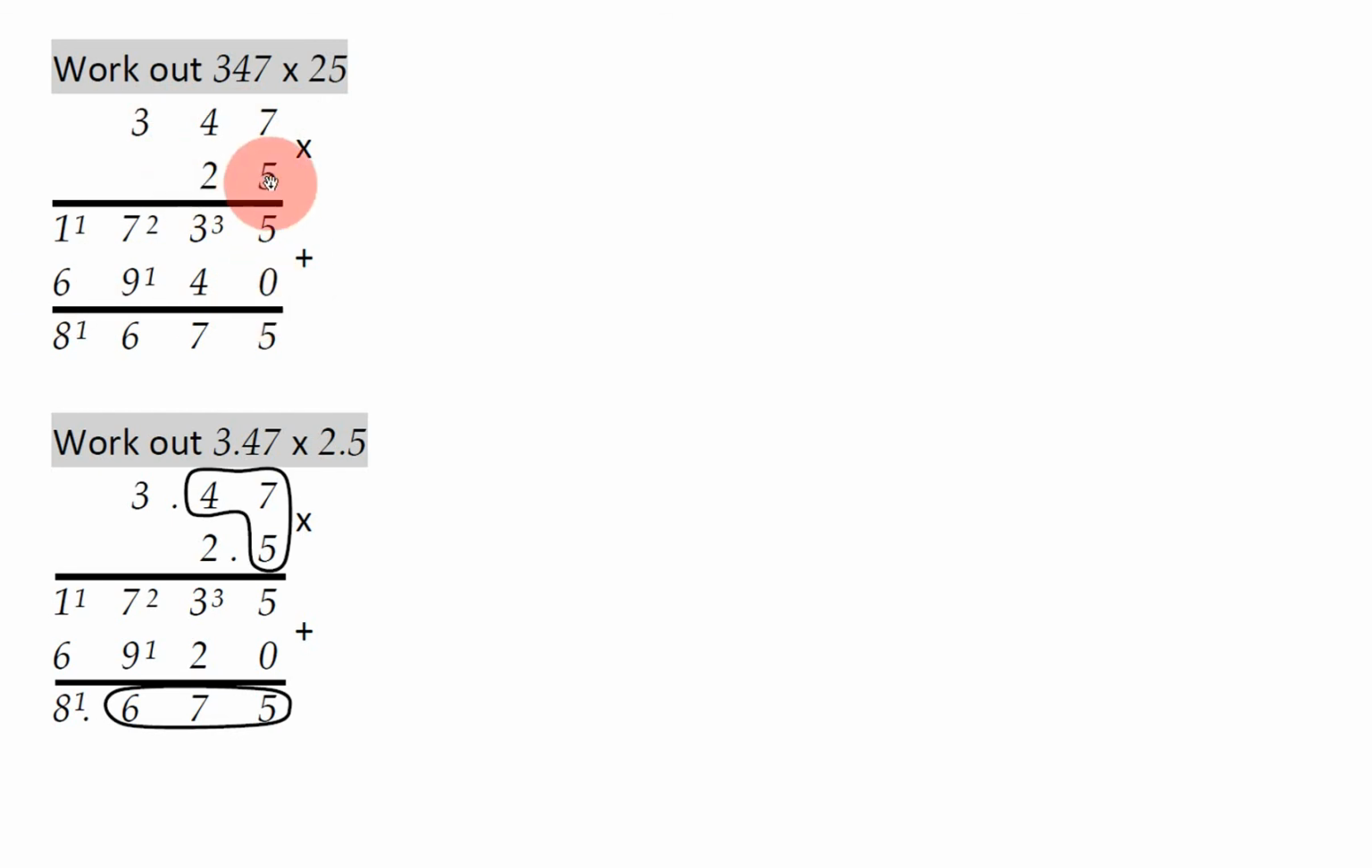And since you did it in 2 parts, you have to bring the 2 parts together by adding them, which will give you the final answer. So 5 plus 0 is 5, 3 plus 4 is 7, 7 plus 9 is 16, so you write 6, carry the little 1 there, and then 1 plus 6 plus the 1 that was carried makes 8. So basically 347 times 25 is 8,675.